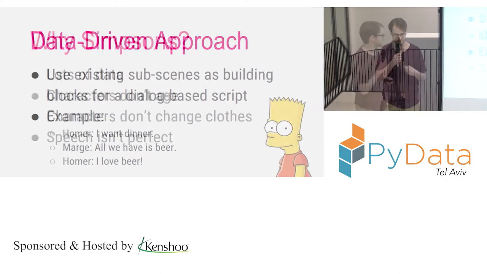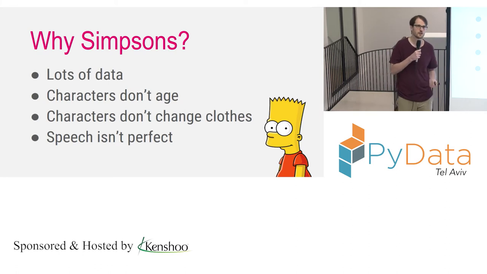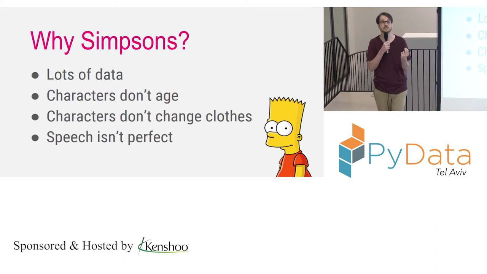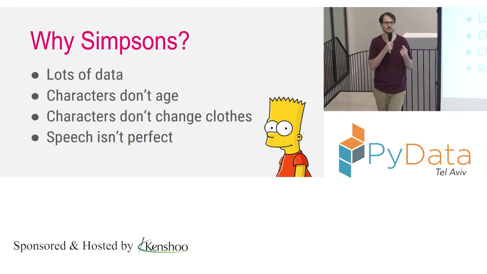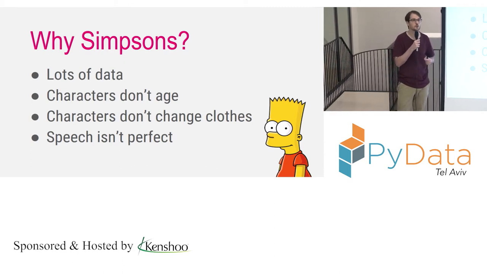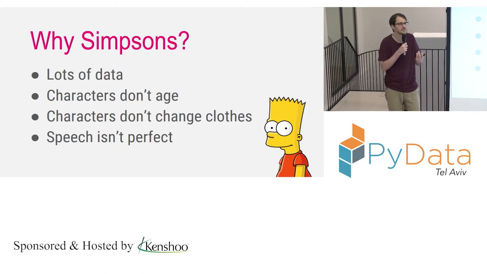So why do we use Simpsons? First of all, it's a great show. But more importantly, there is a lot of data. There are 29 seasons. This means that I have a lot of sub-scenes to pick from. But more than that, it's a cartoon. So the characters don't age, and they don't change their clothes. This means that I can take a sub-scene from the second season and glue it together with a sub-scene from the 26th season, and we won't notice the difference. It's something that I just can't do with human actors.